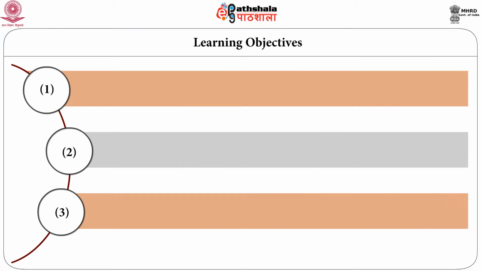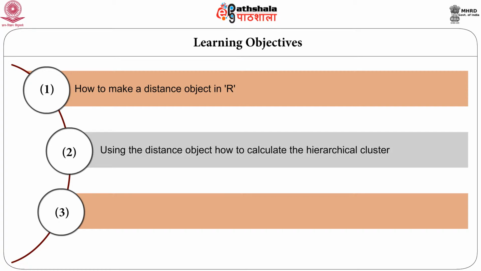Once the hierarchical clustering is performed, we shall see how to plot a dendrogram out of it and make meaningful inferences from the dendrogram. So, the learning objective of this video is threefold. The first is how to make a distance object in R. The second is using the distance object how to calculate a hierarchical cluster, and finally using a hierarchical cluster object how to plot a dendrogram.